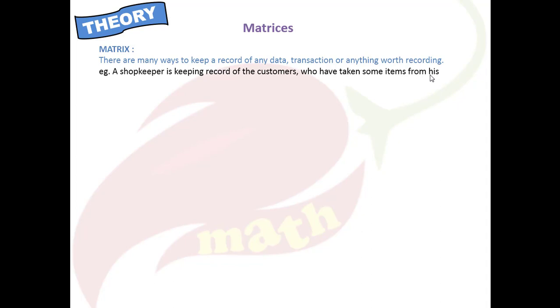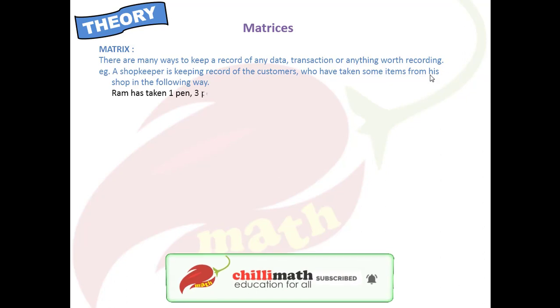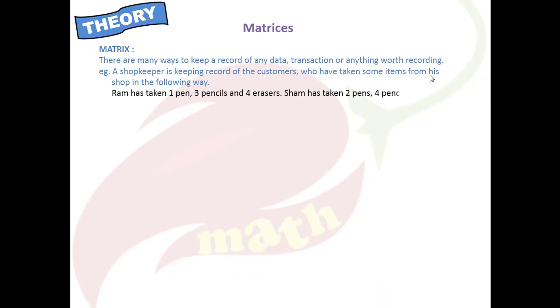A shopkeeper is keeping record of the customers. उसके कुछ कस्टमर हैं, उनका वो record maintain कर रहा है, जिन्होंने कुछ सामान लिया है उससे. Okay, so he is keeping that record, that who has taken, how much has taken and what has taken. So he is writing on a copy, like Ram has taken 1 pen, 3 pencils, 4 erasers.